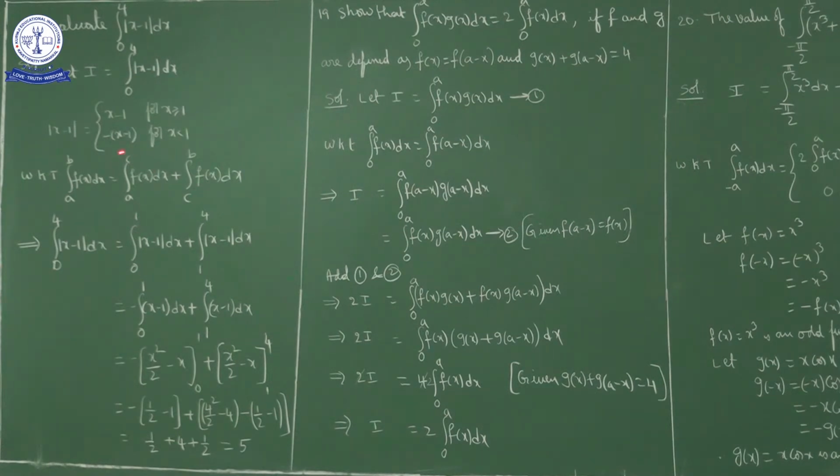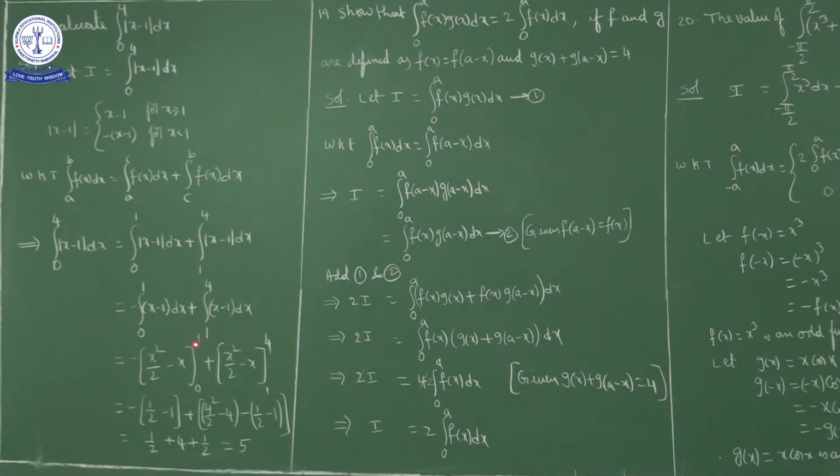Now 0 to 1 means below 1. So below 1, modulus of x minus 1 is minus of x minus 1. So integral of minus of x minus 1 from 0 to 1 dx, plus from 1 to 4, above 1 it is x minus 1 only. So integral 1 to 4 x minus 1 dx. Now if you integrate this part, the integration of x is x square by 2, and of 1 is x. So minus of x square by 2 minus x, lower limit 0, upper limit 1.